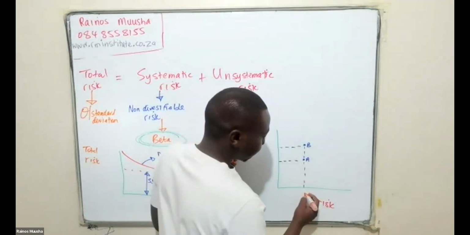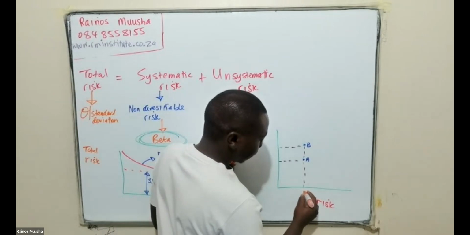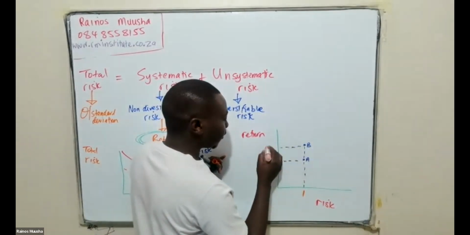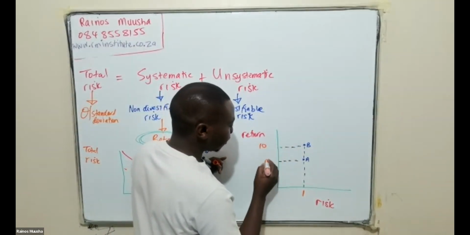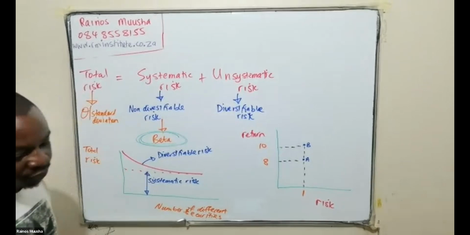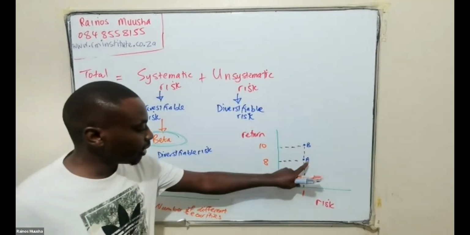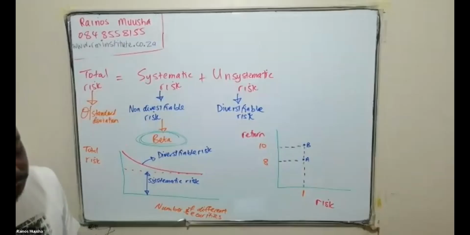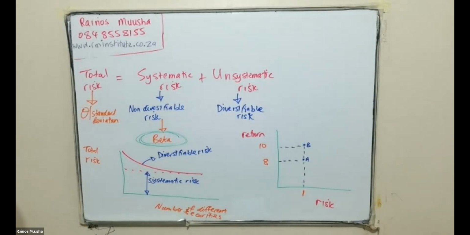Let's say, for example, your risk is 1, and your return for asset A would be 8%, and your return for asset B would be 10%. So for a risk exposure of 1 unit, asset A earns a return of 8%, and asset B earns a return of 10%. Which of the two investments would you choose? B. Why? Because for the same risk of 1, I will get a return of 10.